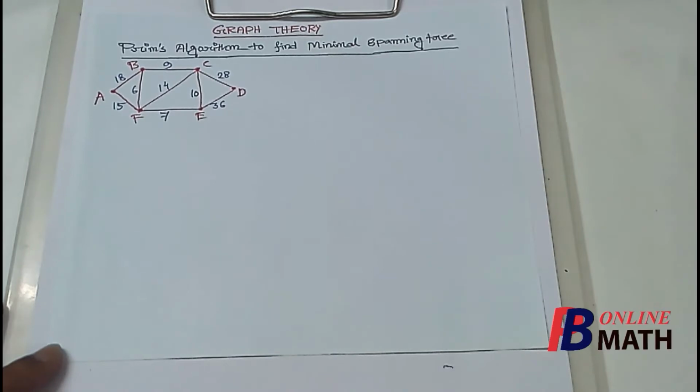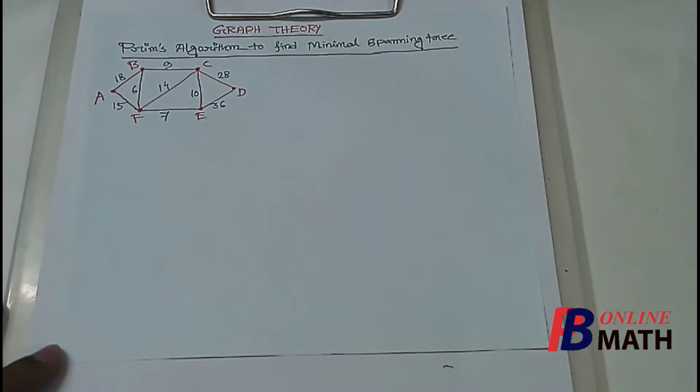In this part we shall discuss Prim's algorithm to find a minimal spanning tree from a given weighted graph. We know that there are two types of algorithms, namely Prim's algorithm and Kruskal's algorithm, to find the minimal spanning tree or the shortest spanning tree from a given weighted graph. Now in this part we shall discuss Prim's algorithm, and in the next part we shall discuss Kruskal's algorithm.